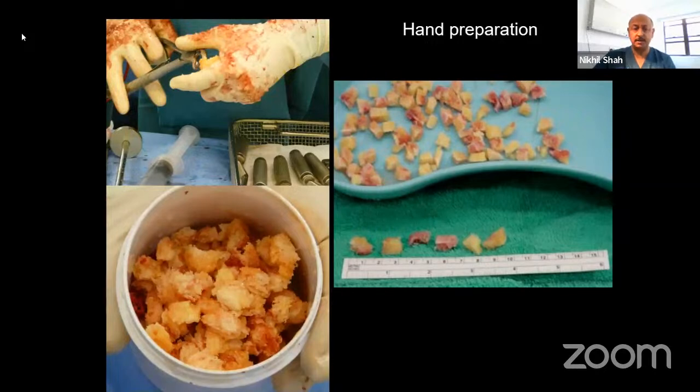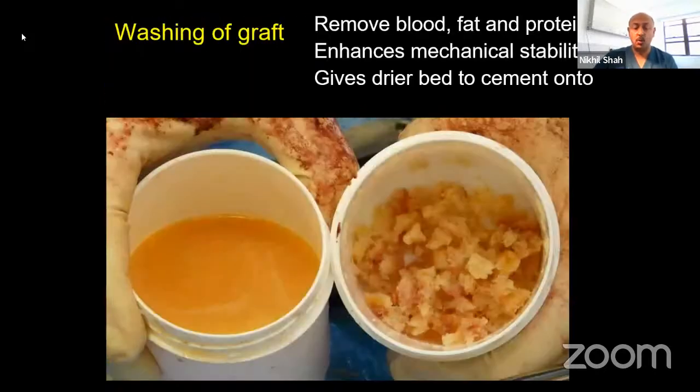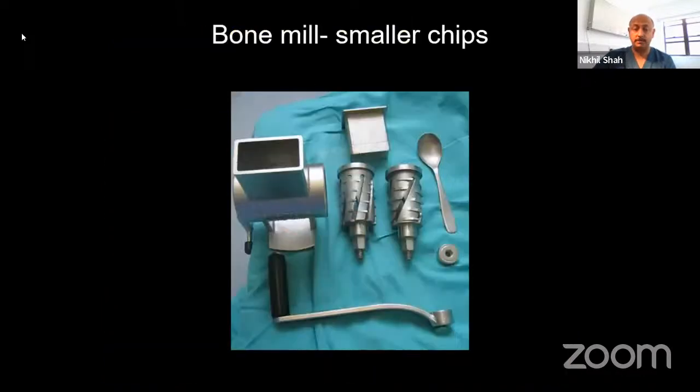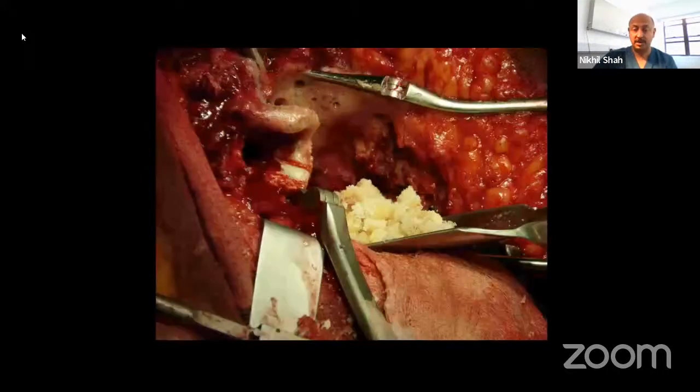Once you've got these chips done, you can wash them. We tend to wash them about 3 or 4 times, and you remove the water. This helps in removing the blood, the fat, and all the other debris that is present in the bone. It enhances the mechanical stability, and it gives you a dry bed of bone into which you can put cement. You can use a bone mill as well to prepare smaller chips, but I don't really like this for acetabular impaction grafting. This is better for femoral impaction grafting.